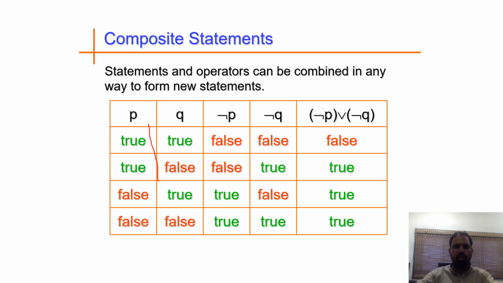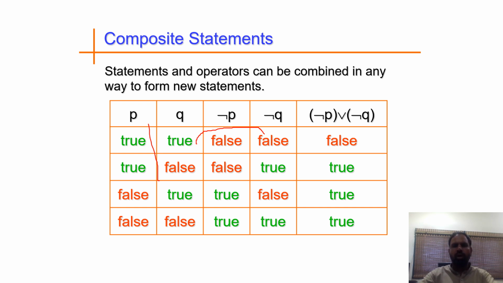Negation P means if P is true, then negation P is false. If P is false, negation P is true. In negation Q, you have to write the negative of Q. If Q is true, negation Q is false. If Q is false, negation Q is true.